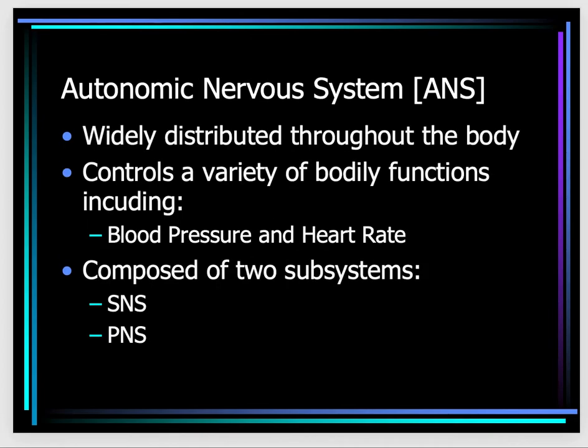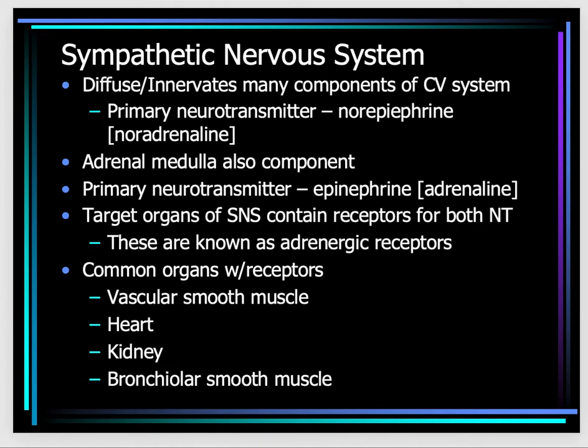When you think about the autonomic nervous system, it's widely distributed throughout the body. It's controlling our functions, both blood pressure and heart rate. And when you think about the ANS, we have the sympathetic and we have the parasympathetic system. The sympathetic nervous system is innervating many components of the cardiovascular system. The primary neurotransmitter is norepinephrine, or noradrenaline. The adrenal medulla is the component, and the primary neurotransmitter is epinephrine. It's going to have target organs with receptors for what we know as adrenergic receptors.